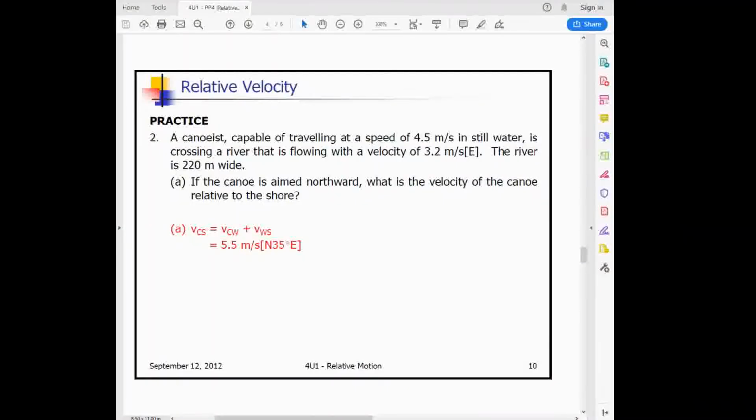So here's another problem. We have a canoeist who can travel at 4.5 meters per second in still water, and they're crossing a river that's flowing with a velocity of 3.2 meters per second to the east. The river is 220 meters wide. So if the canoe is aimed northward, what is the velocity of the canoe relative to the shore?